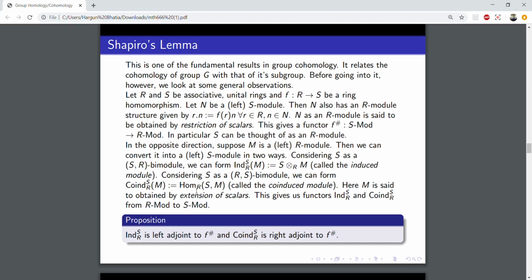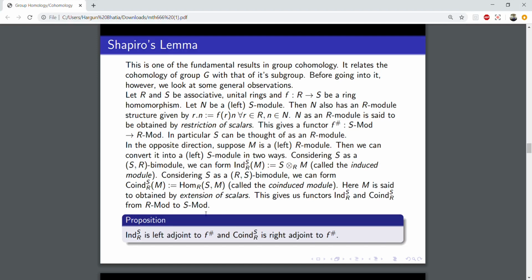Similarly, you can also talk about Hom_R(S, M) over the ring R. Here, S is considered as a left R module, M is also a left R module, but it also has a right S module structure. So this becomes a left S module, and this is called the co-induced module. So S is here an RS bimodule. In any case, M is said to be obtained by extension of scalars when you go from R mod to S mod. So these give us functors, the co-induced and induced functors from R mod to S mod.